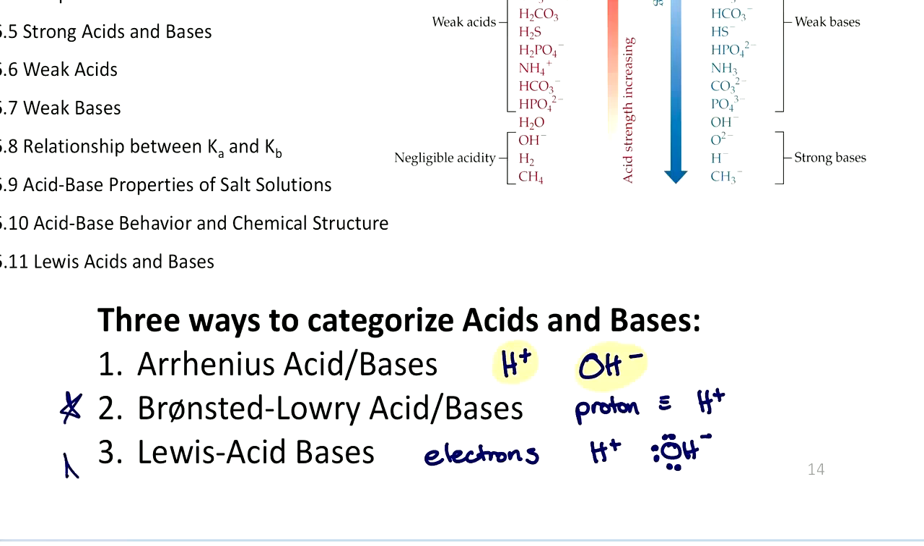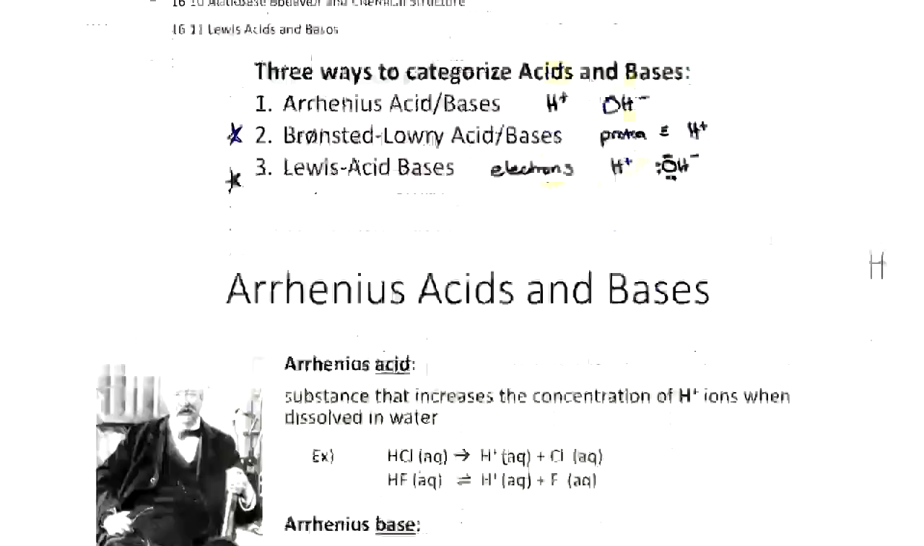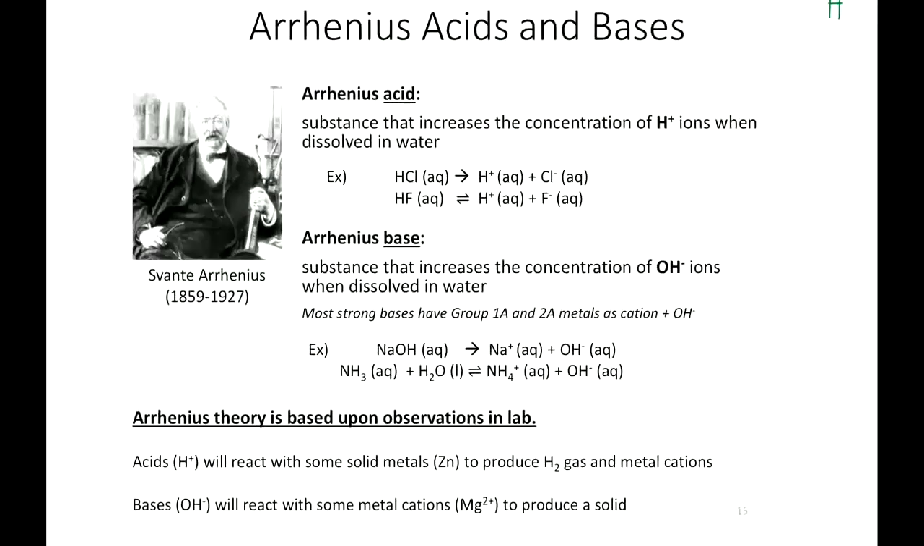We are actually going to focus on these last two, Bronsted-Lowry acids and bases and Lewis acids and bases. Okay, so Arrhenius acids and bases. This is what we've known up until now. H+ is an acid, OH- is a base. This was the first acid-base theory to come out, where they categorized substances as acids and bases based on whether H+ or OH- was present.